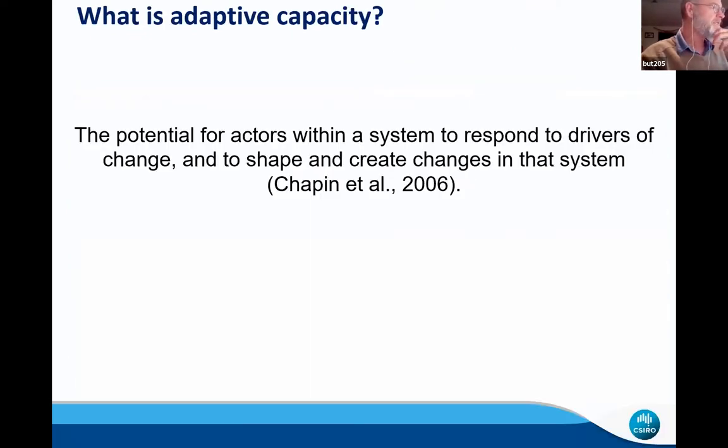So in terms of what we're interested in and have been interested in measuring in our projects is particularly those outcomes and impacts in terms of adaptive capacity. And what we mean by that is the potential for actors within a system to respond to drivers of change and to shape and create changes in that system. So that's fundamentally where you want to see impact, I think, or outcomes in your partners. And eventually, if that happens, you might see impact with your beneficiaries as well.